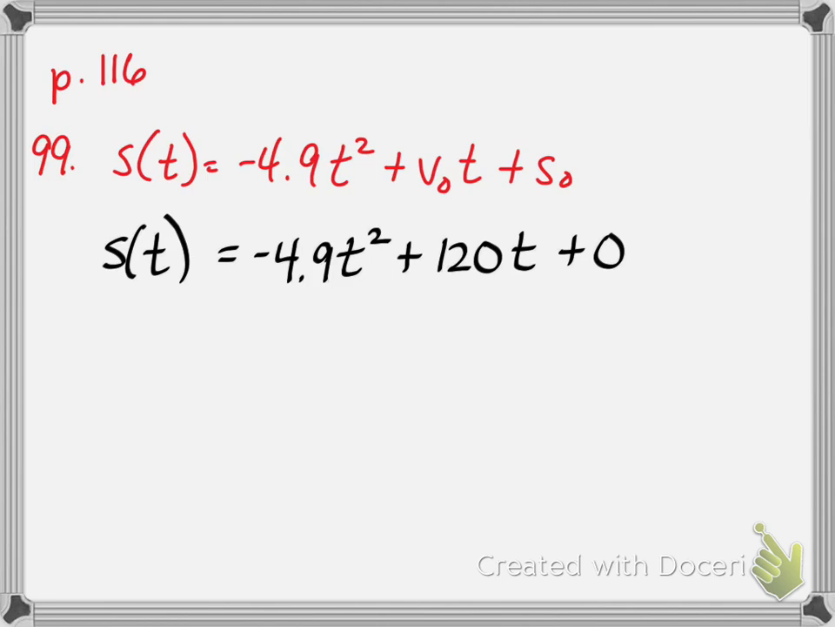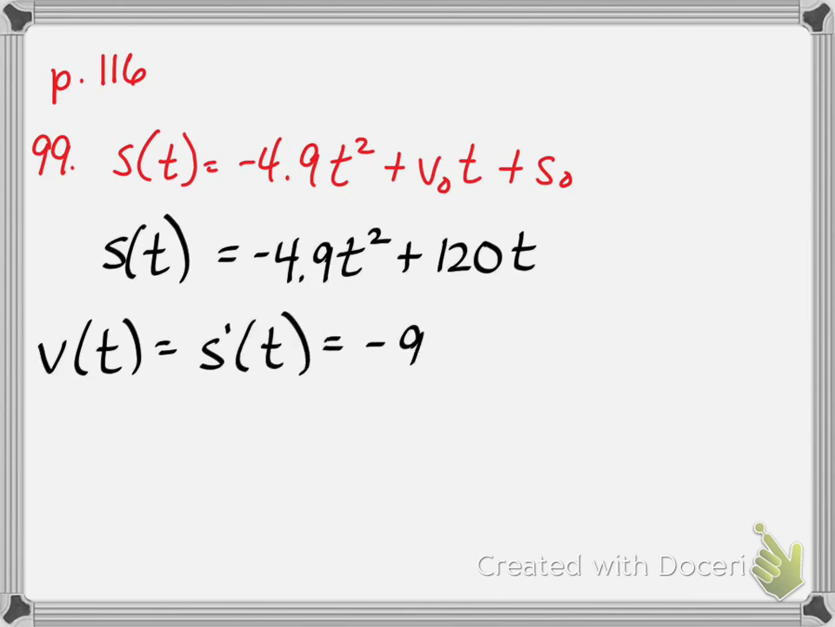What is the velocity after 5 seconds? Well, let me just take that plus 0 off. The velocity is the derivative of position. So the velocity is s prime of t. So we're just going to take the derivative. 2 times 4.9 is negative 9.8 t plus derivative of that's 120. So here's our velocity function.